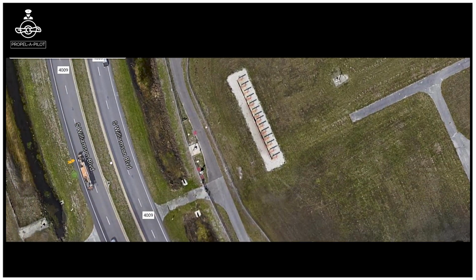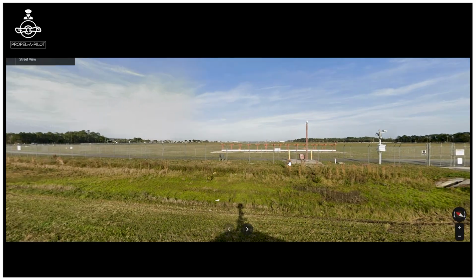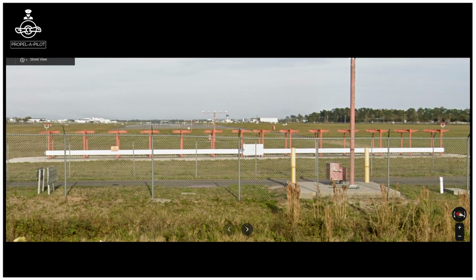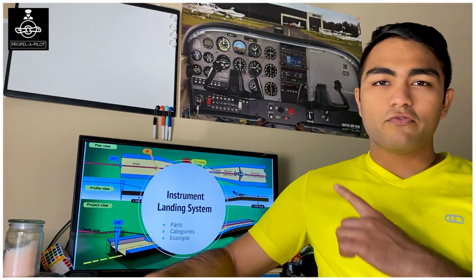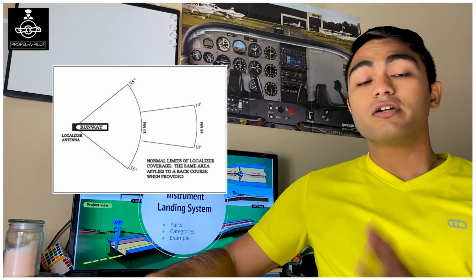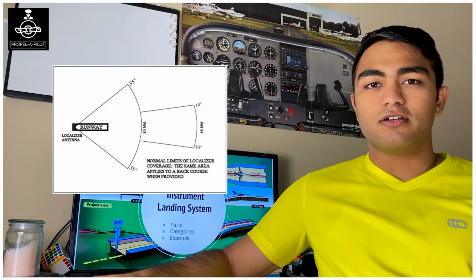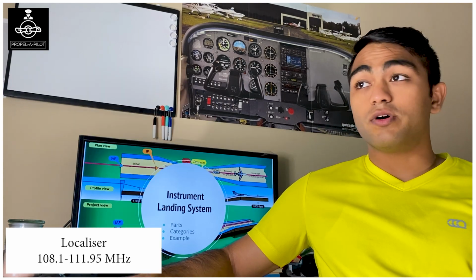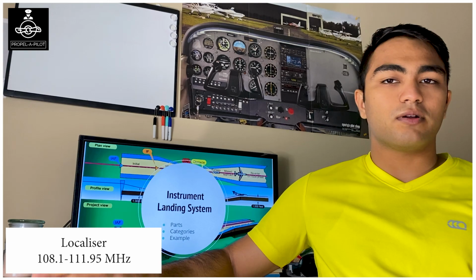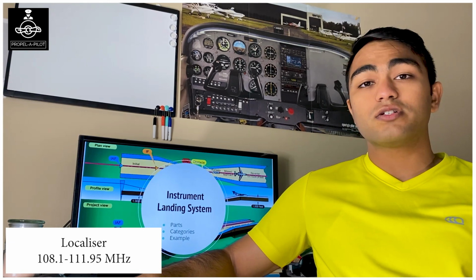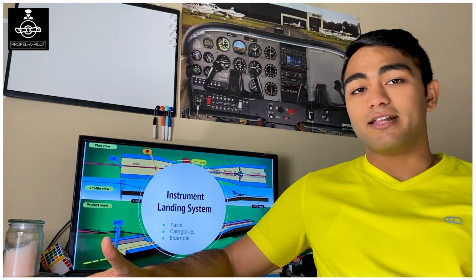Let's take a look at how it looks on the ground. On the ground, it is just an array of antennas like this that projects a beam that we just saw before and produces a signal of this sort towards the front course. This signal operates on one of the 40 ILS channels within the frequency range of 108.1 to 111.95 MHz. The signal provides the pilot with the course guidance to the runway centerline.